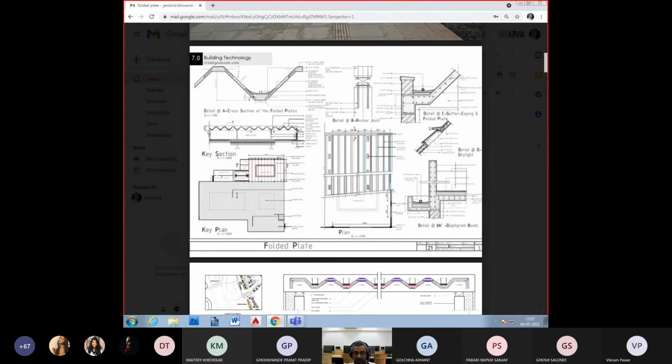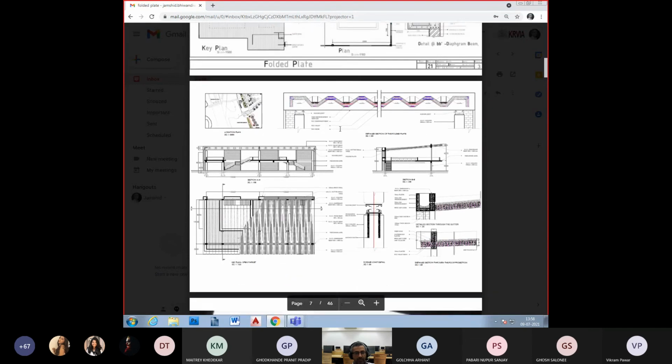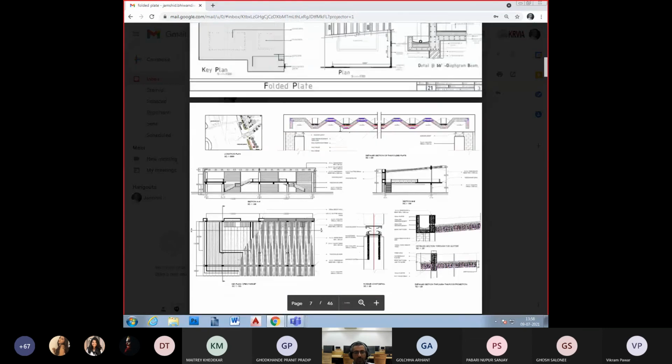And so we will see examples of folded plates where designers have taken away from the convention, whereby the diaphragm beams are offset in a manner that allows the folded plates to come to the fore and lend these structuralist or brutalist identities to these buildings. Yeah. So first we are looking at a couple of conventional ones.